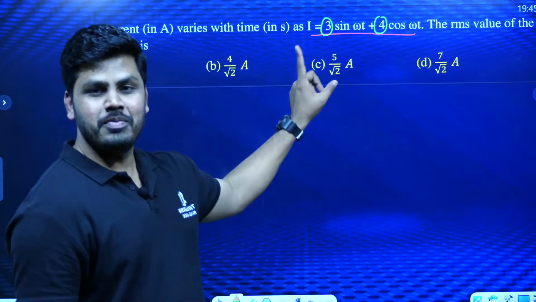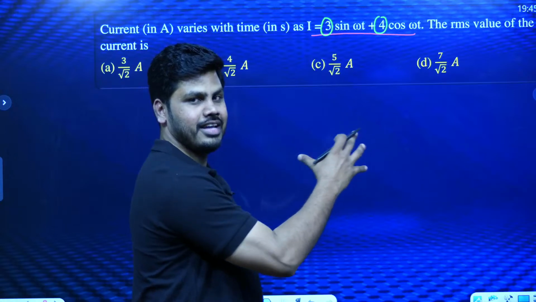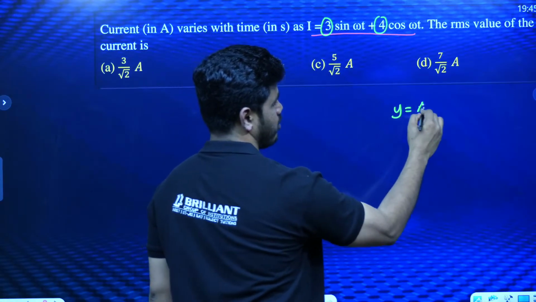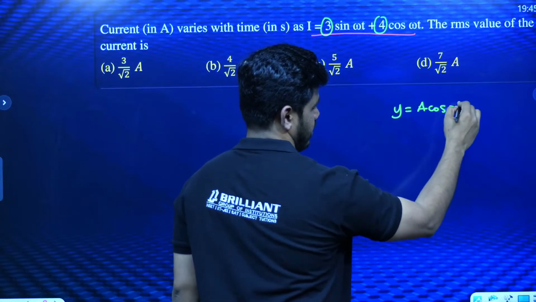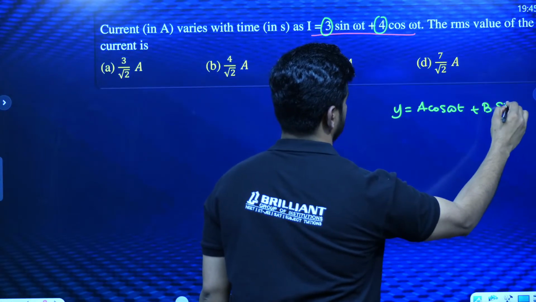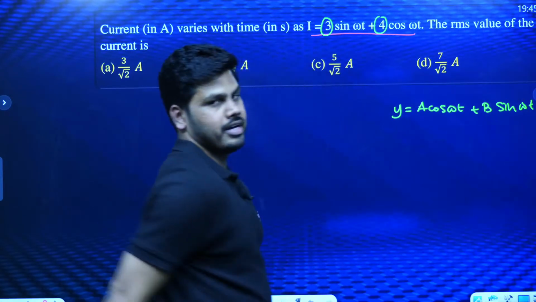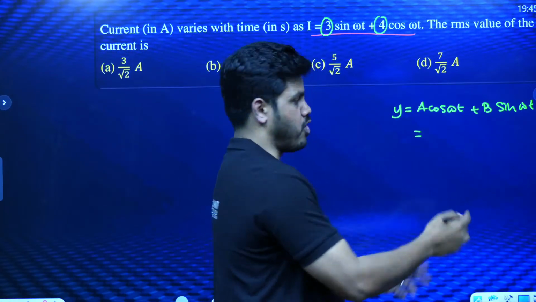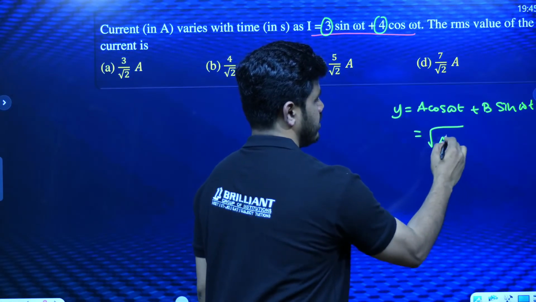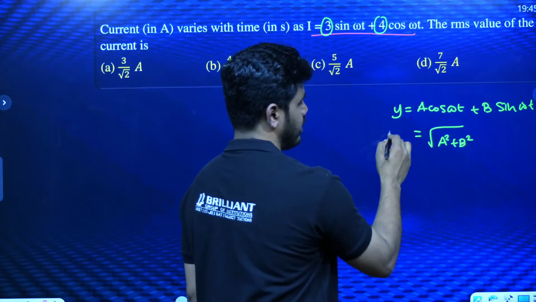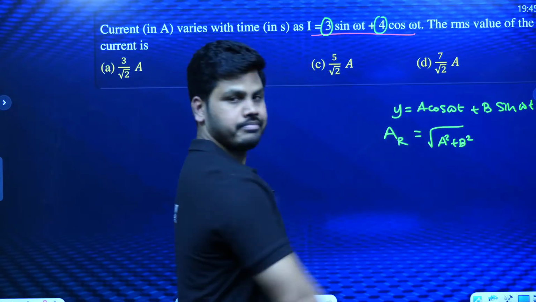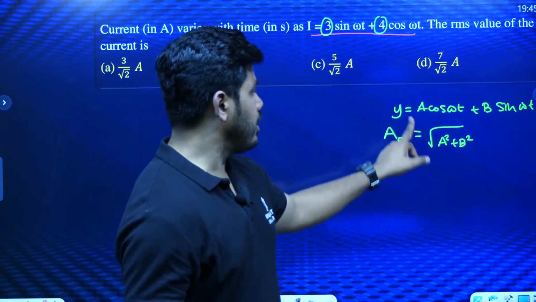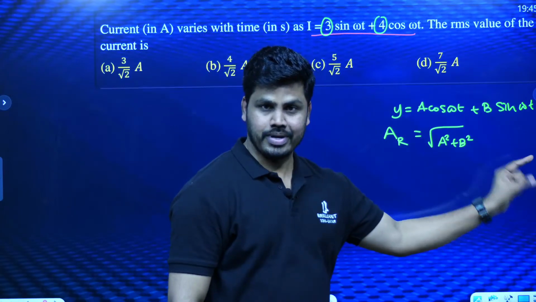We know the resultant of two functions like A cos ωt plus B sin ωt, or A sin ωt plus B cos ωt, whatever it may be. The resultant amplitude of this function is going to be root of A square plus B square. That is how we calculate the resultant amplitude. Amplitude is nothing but the peak value, so the peak value of this is going to be root of A square plus B square.